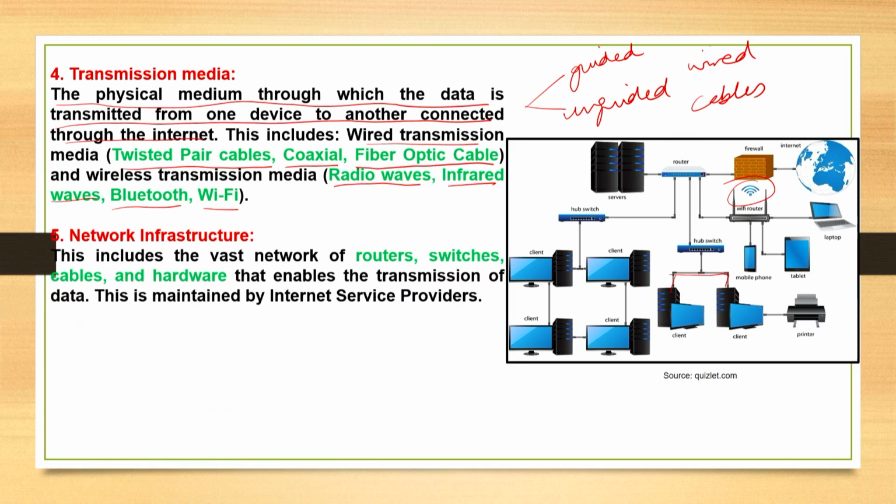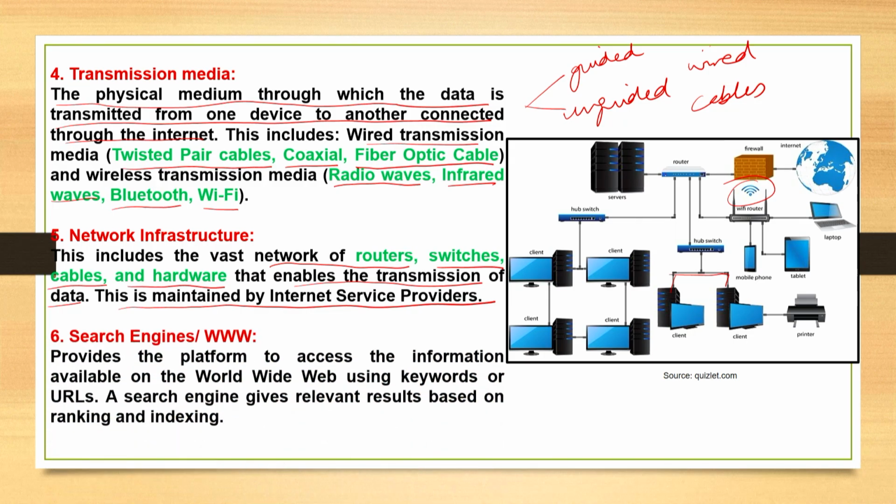Another component is the network infrastructure. Network infrastructure may include the network of routers, switches, cables and hardware that enables the transmission of data, and this is maintained by the ISPs, that is, the Internet service providers. We have already discussed the various types of topology, that is tree, bus, mesh, star or ring topology, which defines the structure of a network.